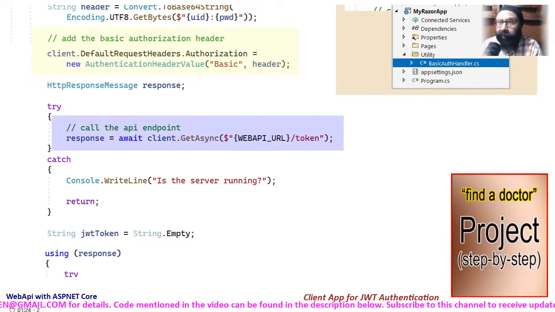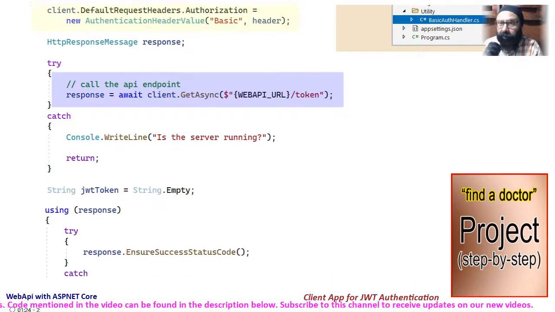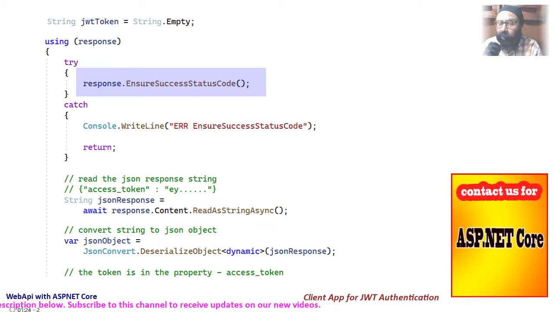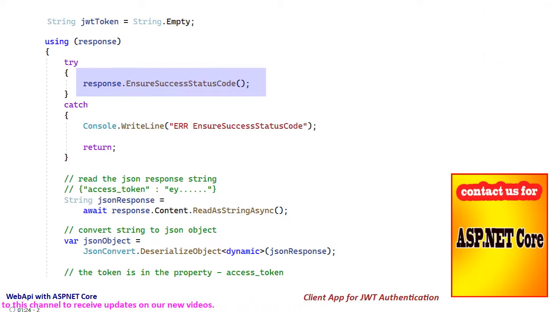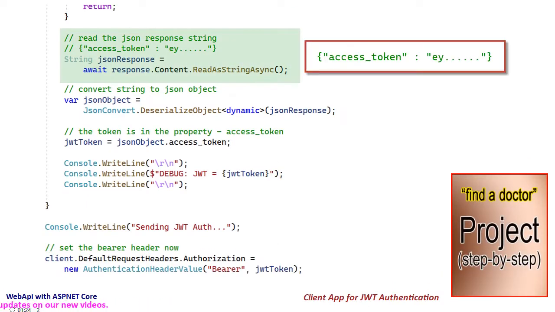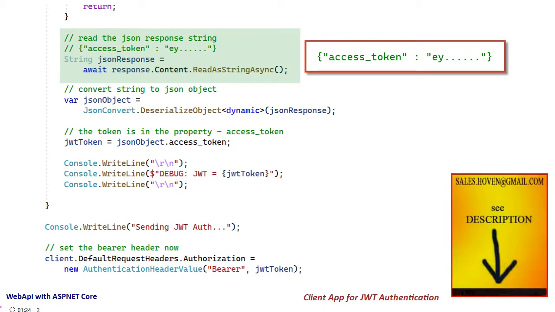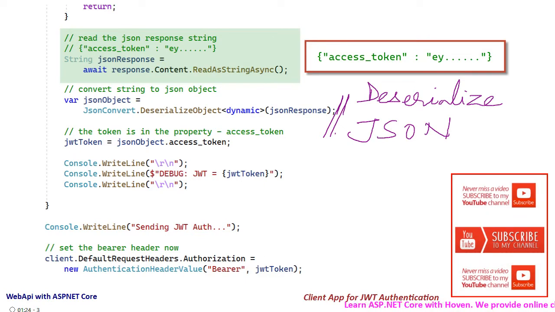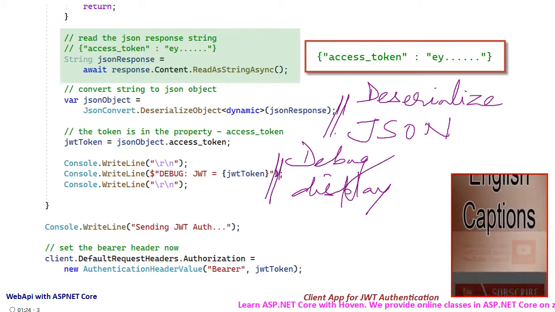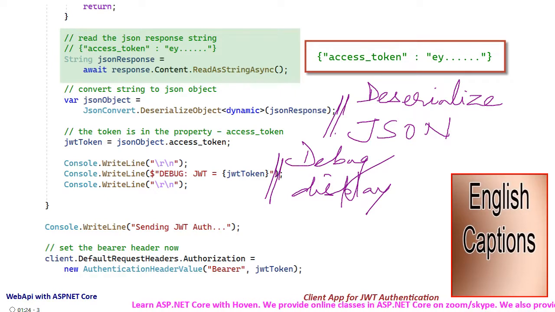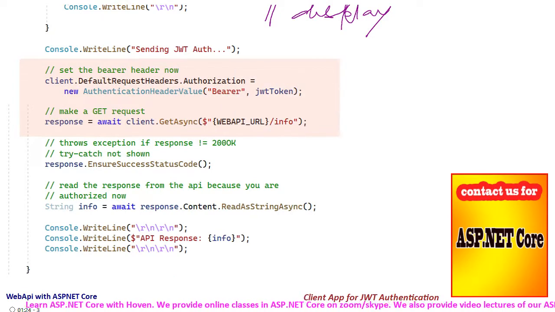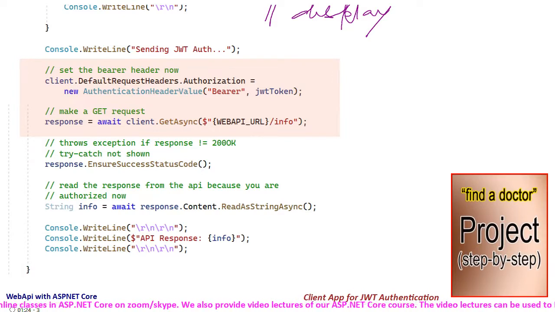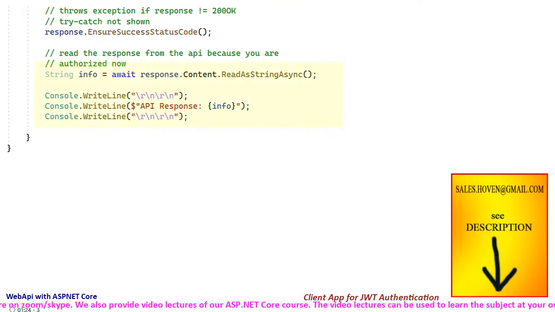And after that, a GET request is sent to obtain the JWT token. The EnsureSuccessStatusCode function throws an exception if the response code is not 200 OK. After that, the JSON response string is read from the response. It contains the JWT token in a property called access_token. And then JSON deserialization is done to obtain the JWT token, and then in the next line, it is displayed as a debug output. And after that, the JWT token is set as a bearer authorization header. An HTTP GET request is finally made to the info endpoint. The response string is then displayed on the console.